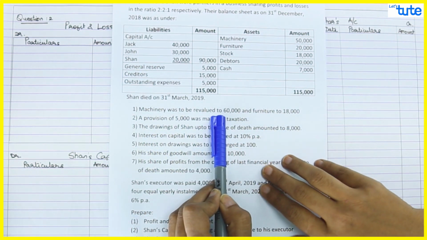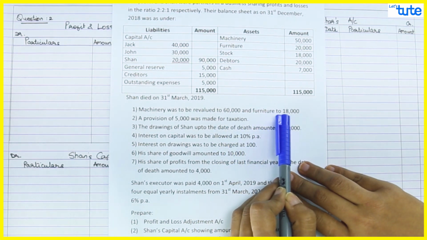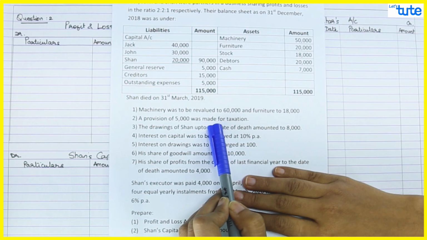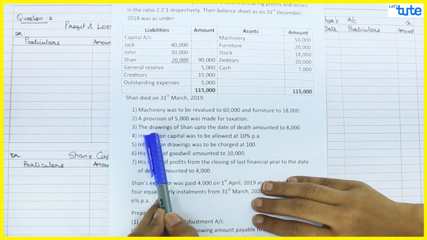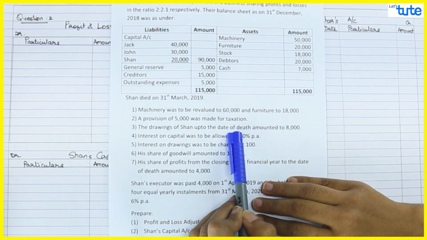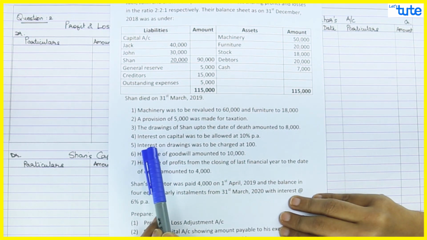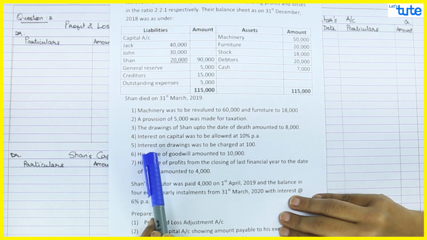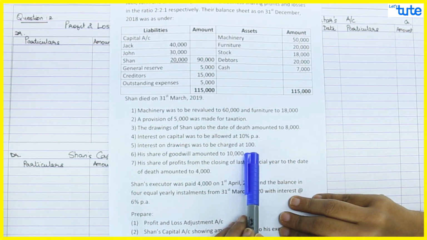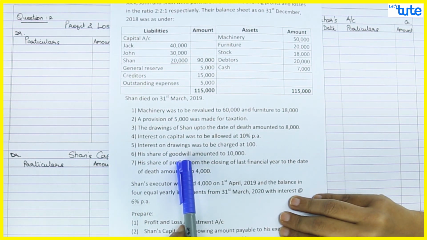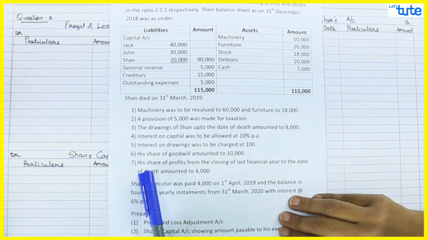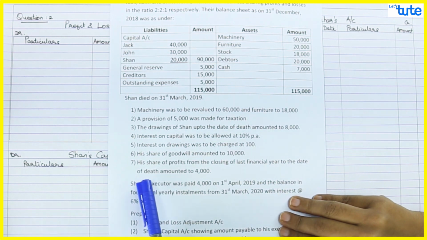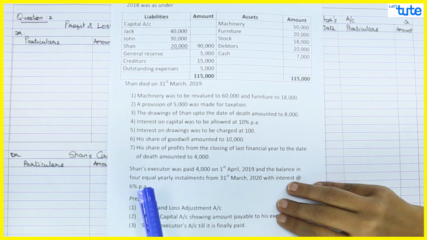Machinery was to be revalued to 60,000 and furniture to 18,000. A provision for 5,000 was made for taxation. The drawings of Sean up to the date of death amounted to 8,000. Interest on capital was to be allowed at 10% per annum. Interest on drawings was to be charged at 100. His share of goodwill amounted to 10,000. His share of profits from the closing of the last financial year to the date of death amounted to 4,000.